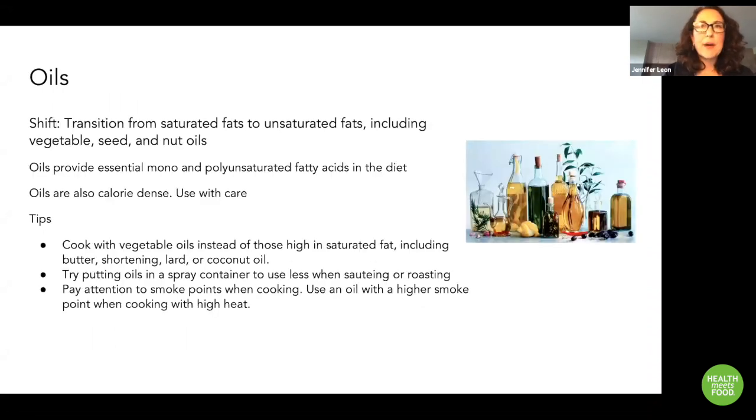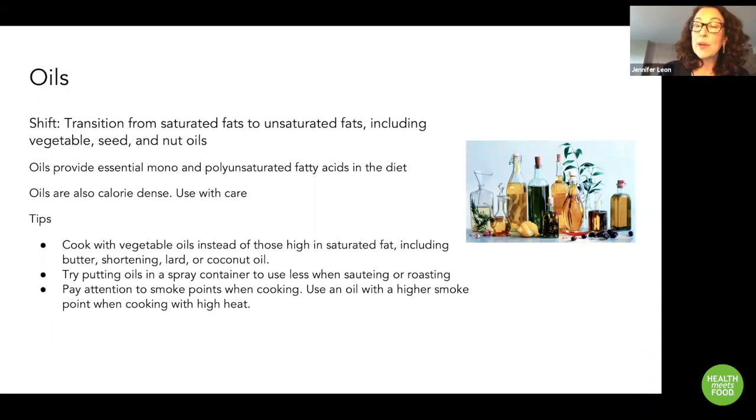Okay, so when we're talking about oils, we want to think about shifting or transitioning from saturated fat to unsaturated fats, including vegetable oils, seed and nut oils. Fats are really important to us. We do need these essential mono and polyunsaturated fatty acids in our diet, but because they are calorie dense, we do want to use them with care. So trying to pick the healthiest option for what you're doing is a great way to make the food more nutrient dense.